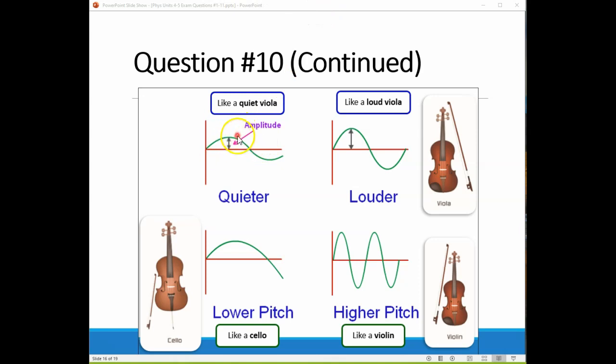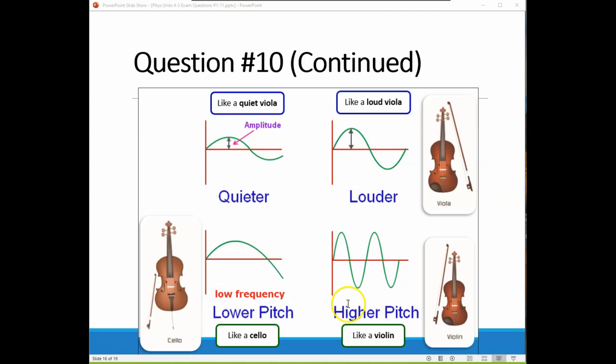So the shorter you are, the quieter you are, right? So this would be a quiet instrument. This would be a loud instrument, because we can see the shorter, quieter, the bigger, louder. On the other hand, if you take a look at the actual number of waves, you can see that this is really spread out. And so this would be more like a cello, which has a really low pitch and a low frequency. So low pitch, low frequency.